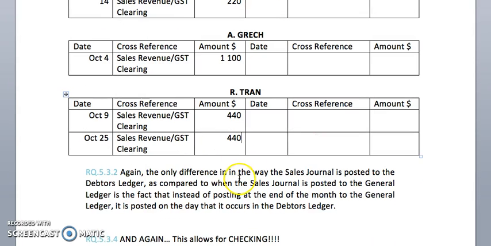So the only difference in the way the sales journal is posted to the debtor's ledger as compared to the general ledger is it's posted on the day that it occurs rather than the end of the month. So the end of the month in the general ledger versus the day in the debtor's ledger.